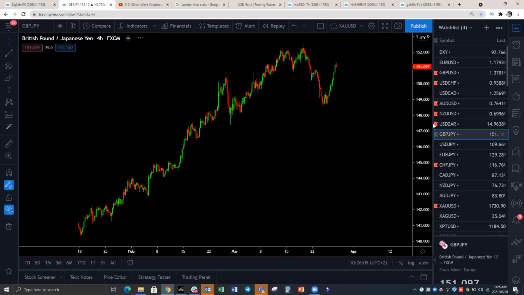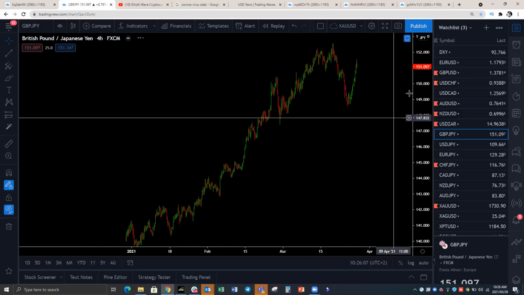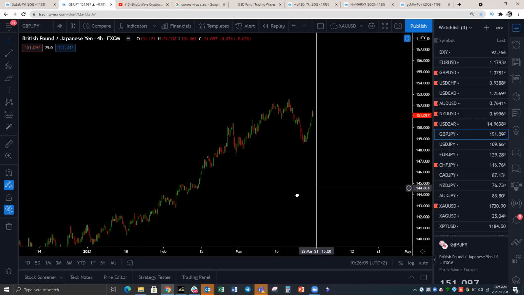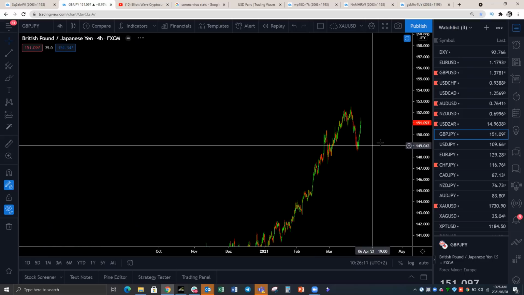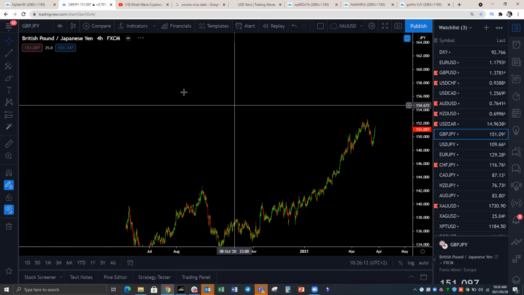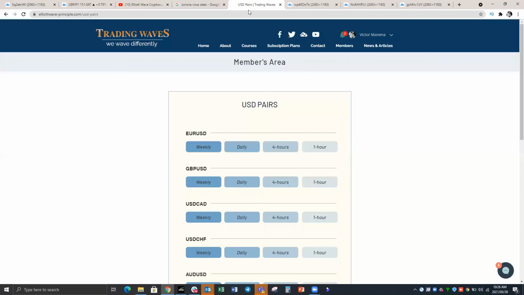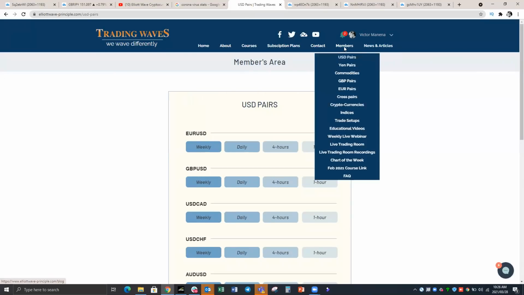Pound yen, very interesting structure on pound yen. Actually, the yen pairs are very interesting. They are looking bullish in the next coming sessions. If you remember pound yen, let me see if I've got the weekly chart here on pound yen. Let's have a look at the yen pairs.